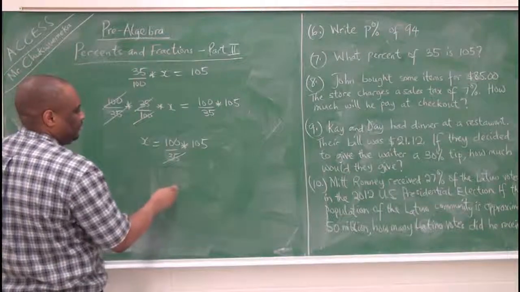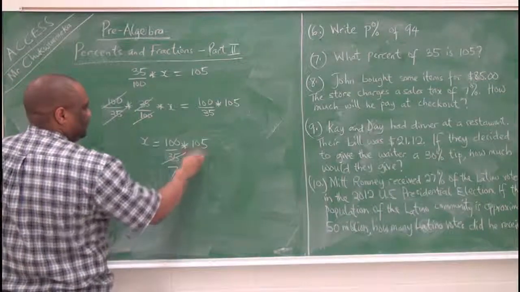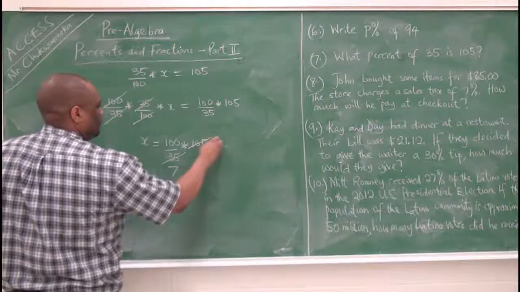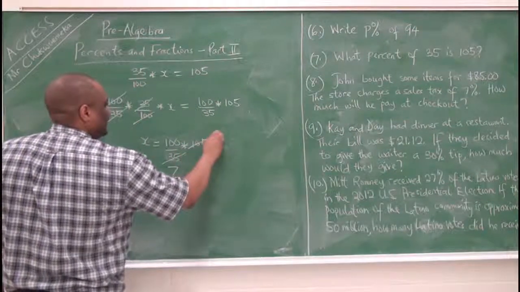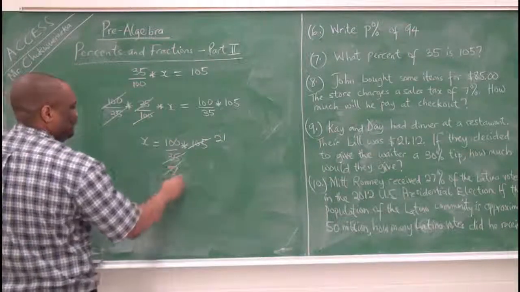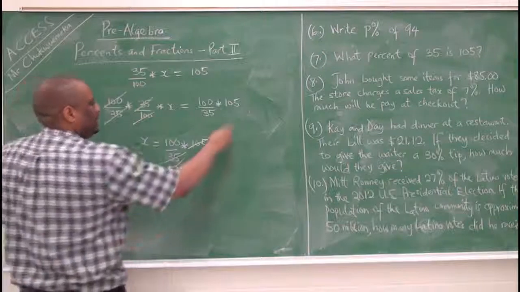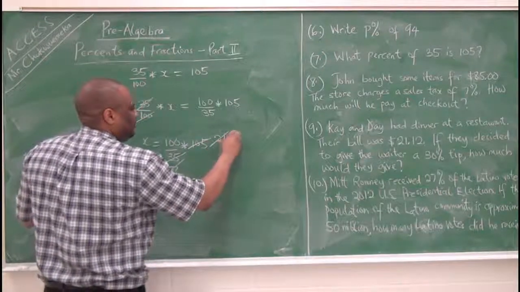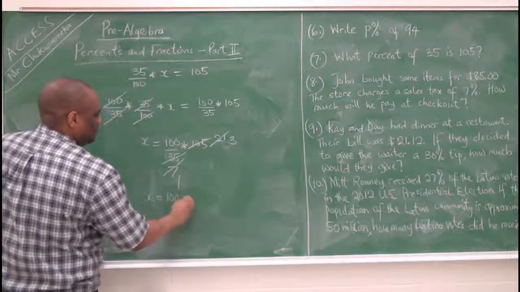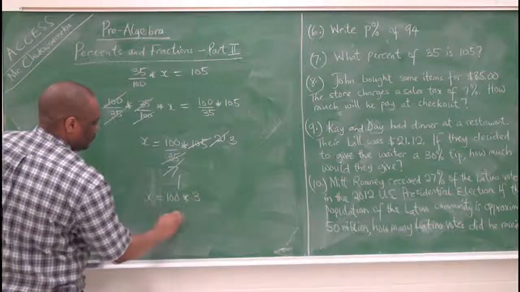5 can go into 35 to give me 7. 5 can go into 105 to give me, 5 into 10 is 2, 5 into 5 is 1. Then 7 can divide 7 to give me 1. 7 can divide 21 to give me 3. So I have that x will be 100 times 3. And x will now be 300.